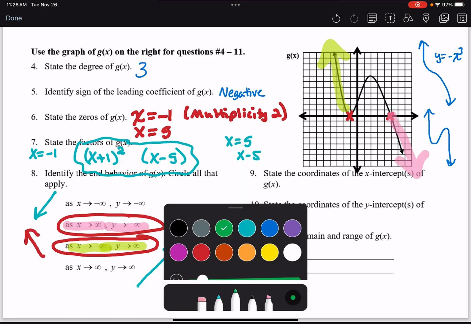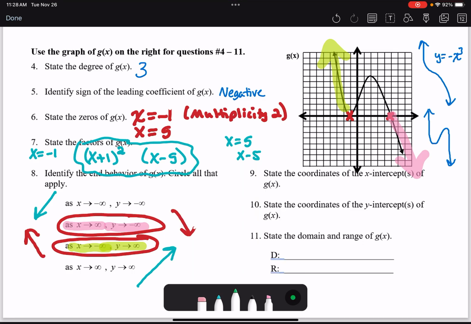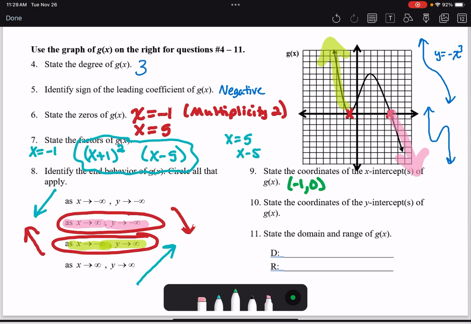Those are going to be, we had a zero at x equals -1, so that coordinate is (-1, 0). We have a zero at x equals 5, so that coordinate will be (5, 0). The y-intercept is going to be up in here, and I zoomed in a little bit, and I believe that happens when y is 2.5. We will give you prettier ones on assessments, but I believe the y-intercept is at 2.5, so writing that as coordinates would be (0, 2.5).